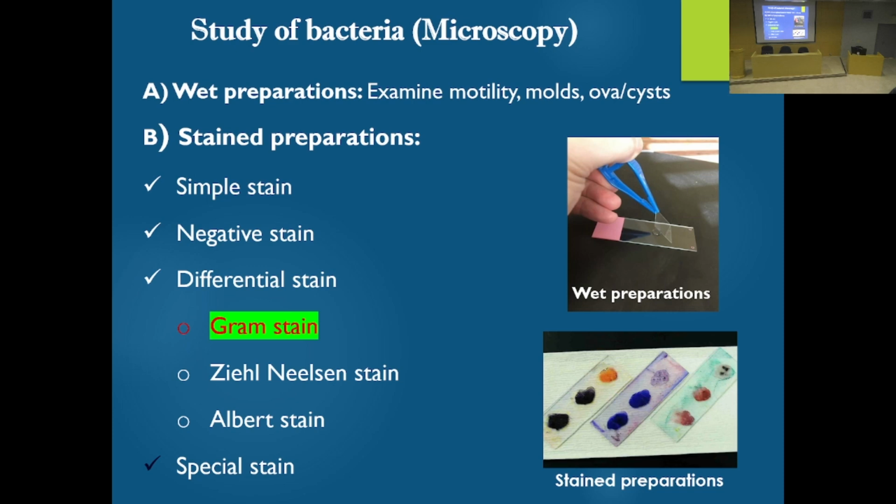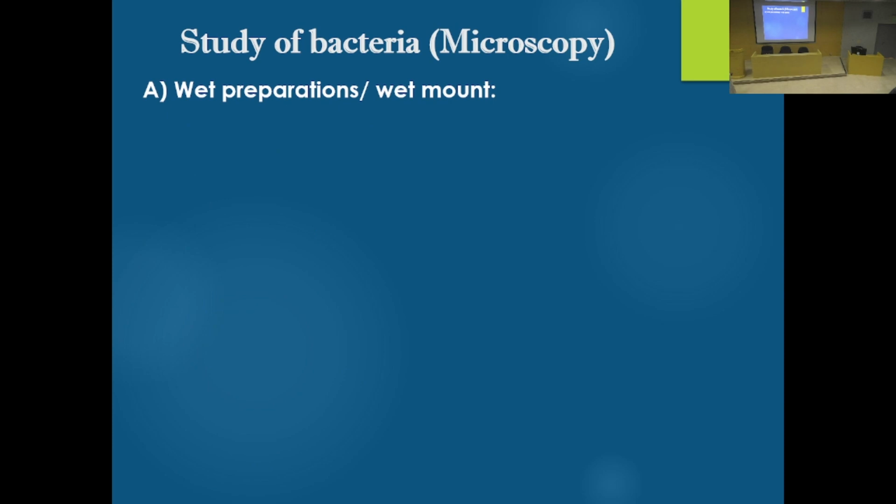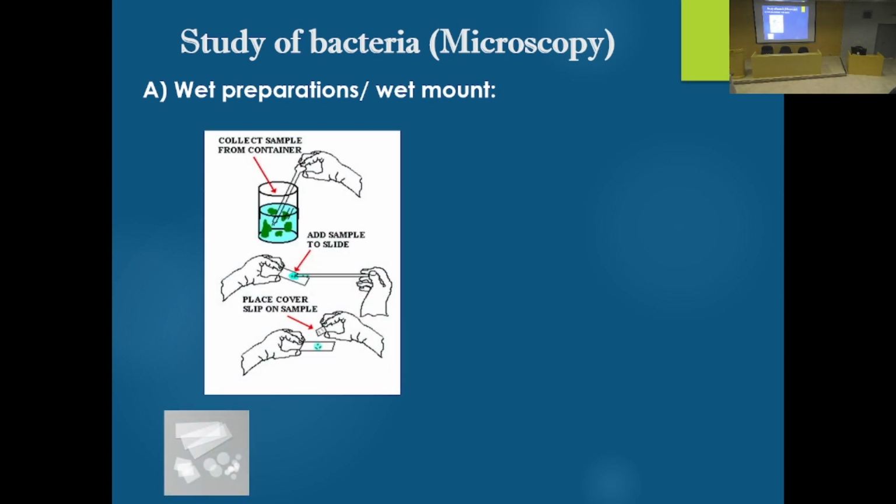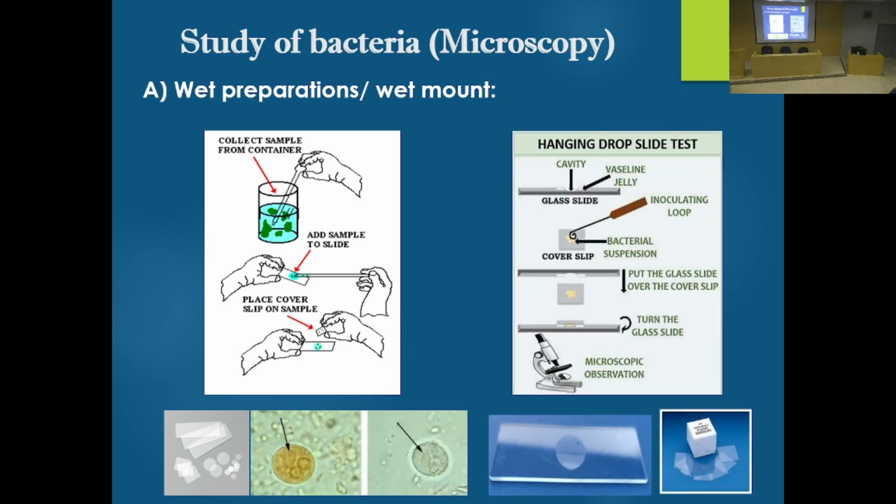And these are the stained preparations where we use different types of stains. Here it is showing you the procedure. You take the sample, put it on a glass slide, cover it with the cover slip and look under the microscope. This is a glass slide, and these small, very thin structures you see are called cover slips. And these are the cysts that you see in case of protozoa.